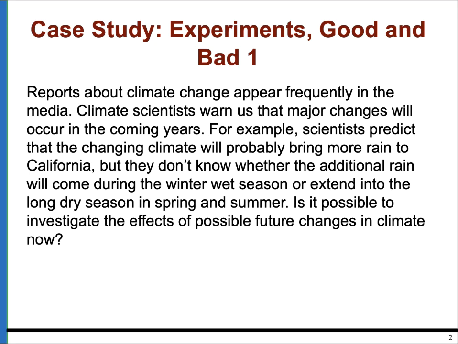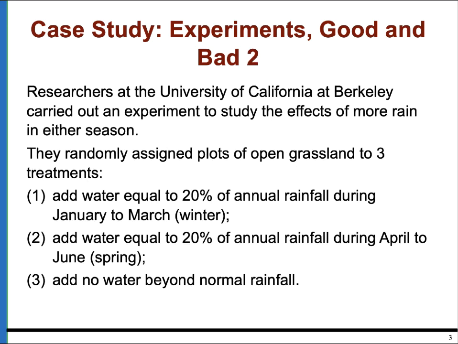be more rain. But they don't know if the extra rain is going to come in the winter wet season where they already have enough rain, or in the long dry season in the spring and summer where they really could use that extra rain. So the researchers want to go ahead and see what the effects of possible changes in climate could be. So we can set up an experiment. And that's exactly what the researchers at University of California at Berkeley did.